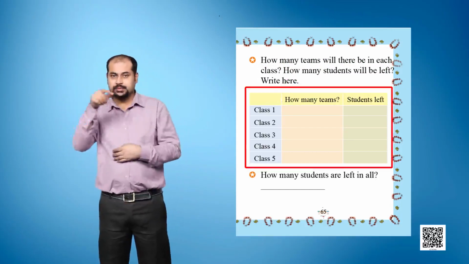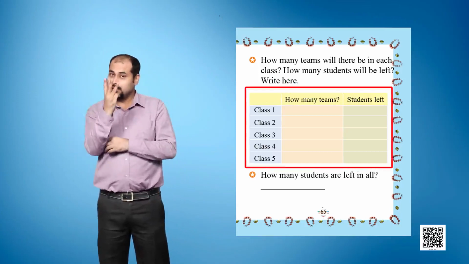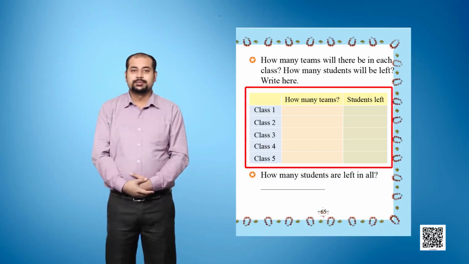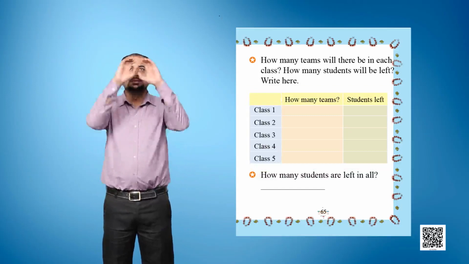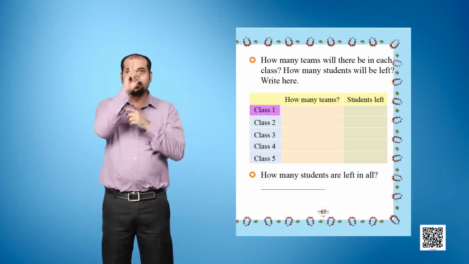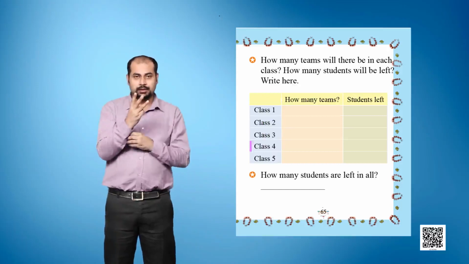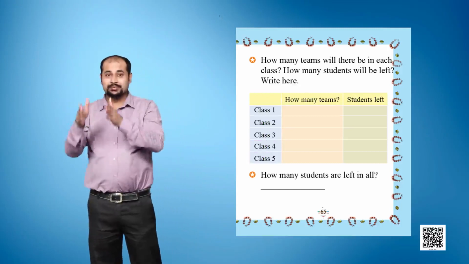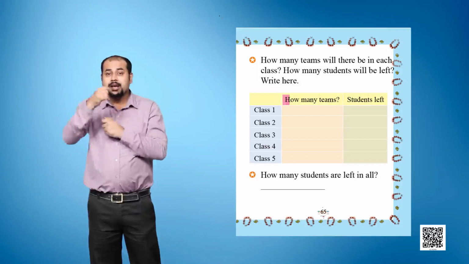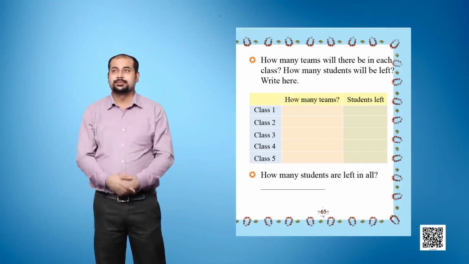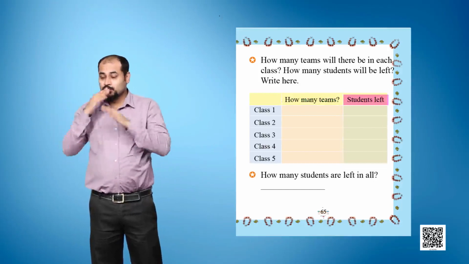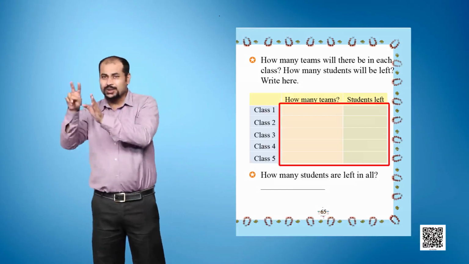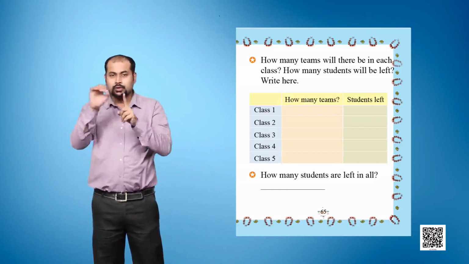Right here, a table with 3 columns and 6 rows is provided for the answer. Column 1 of the table has Class 1, Class 2, Class 3, Class 4 and Class 5 in all the different rows. Column 2 has the heading How many teams? Column 3 has the heading Students left. Column 2 and column 3 are blank for you to fill the answers.